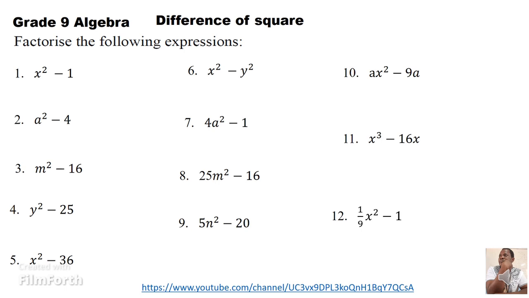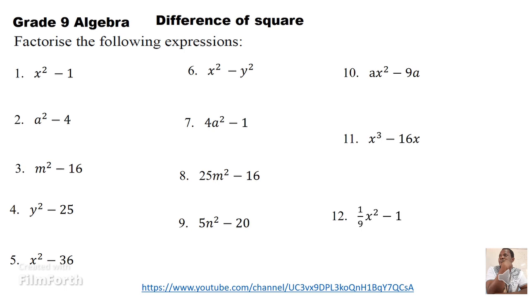Grade 9 algebraic expressions, factorization of a difference of two squares. Factorizing difference of two squares. So we already have explained what a difference of squares is. So here we just want to look at how to factorize it. Basically, when you are factorizing this, it must be something that goes very straightforward.